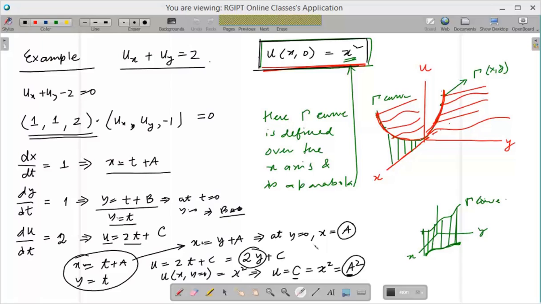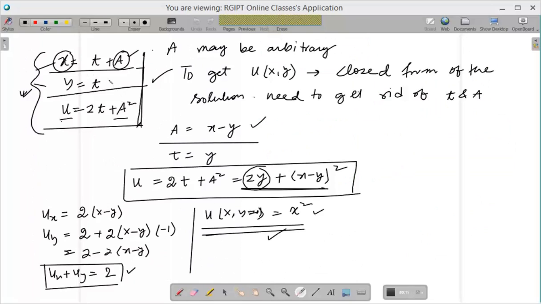Answer me that. C has to be equal to a square. Yes, sir, yes or not? That's all I'm doing. I found B to be 0, C to be a square. That's all I substitute over here.